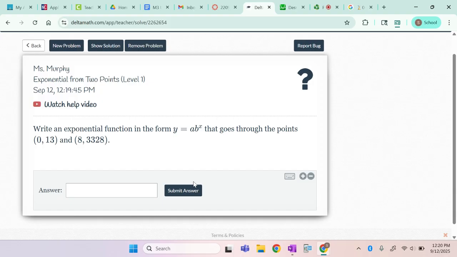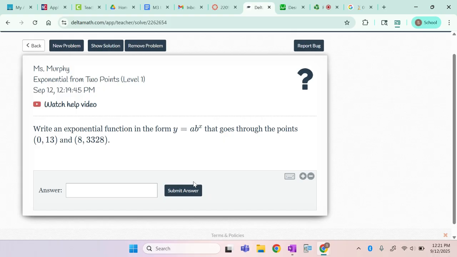So by hand, what do I need to multiply? And again, we're using y equals a times b to the x power as our reference. What value do I need to multiply to get from 13 to 3328? Just do 3328 divided by 13. 256.